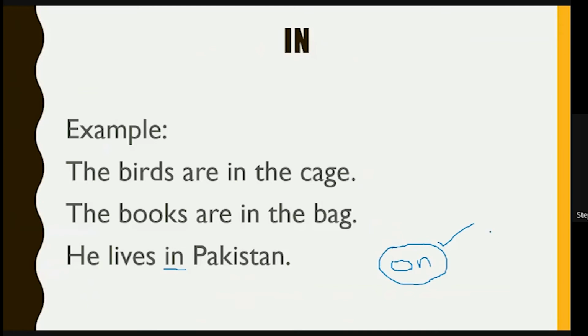So that's the reason we use the preposition on when talking about the entire planet, because that's a bigger space. And when you're talking about a country or a city, that's when you're going to use the preposition in. So I will not say that he lives on Pakistan. That would be incorrect. However, I would say that we live on planet Earth because planet Earth is a bigger area as compared to the country Pakistan.